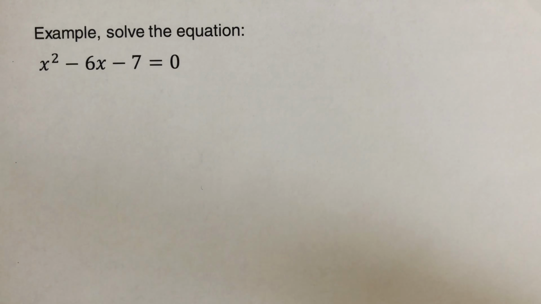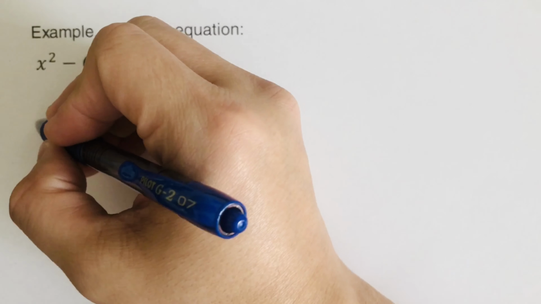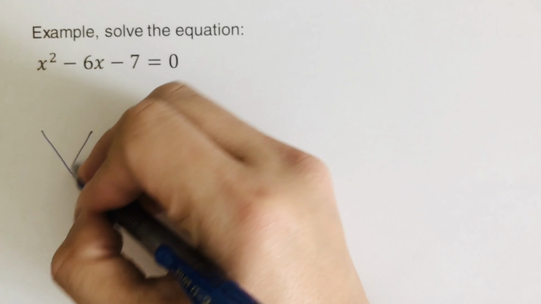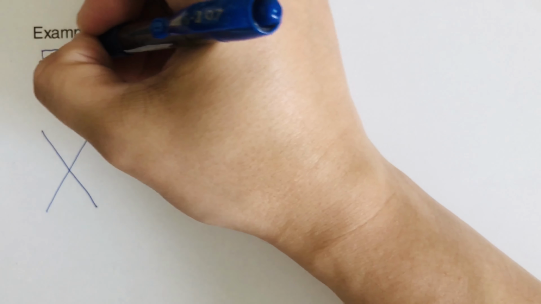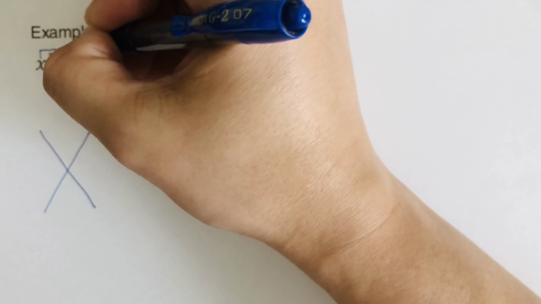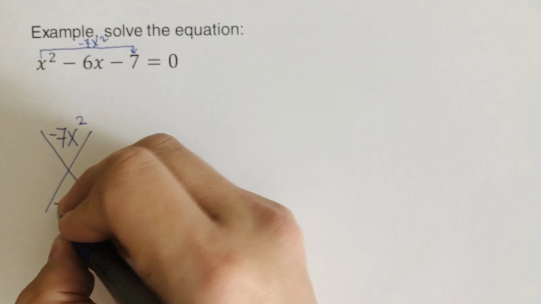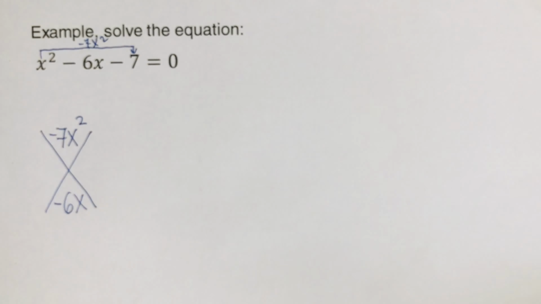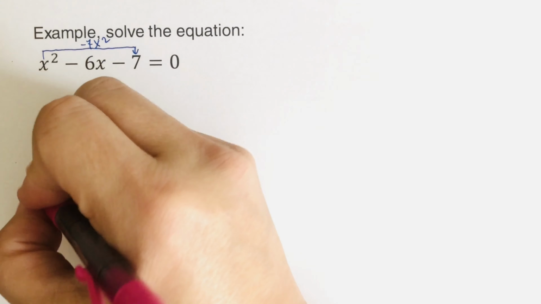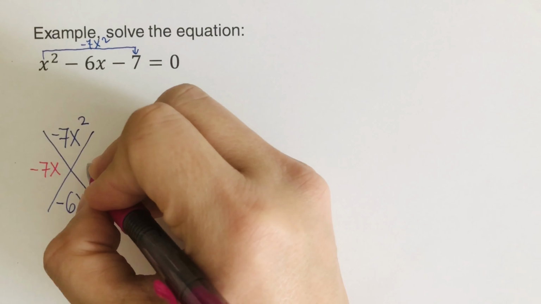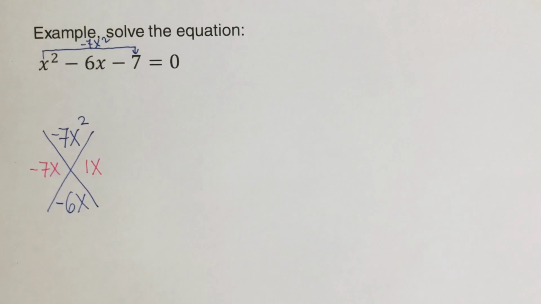Okay, so we go over this. So again, we use the box and diamond for this. I'm going to draw the diamond here. This will be the numbers that we multiply. So that is negative 7x squared. So negative 7x squared. And then the bottom would be negative 6x. The factors here would be negative 7x and 1x. So I can just go ahead and just write x.